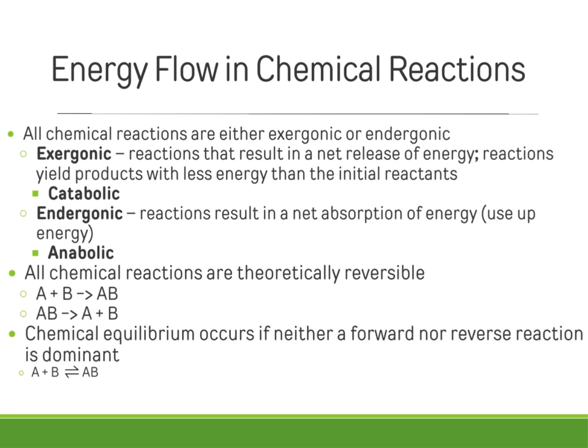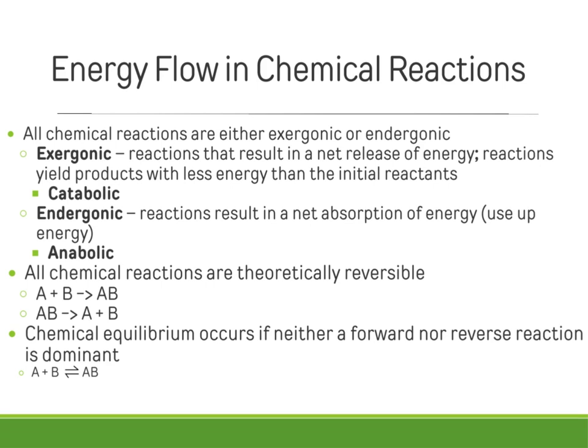So keep in mind that when we're talking about chemical reactions, we have introduced some terminology, like catabolic for degradative or breakdown reactions, and anabolic for building, or creating bonds, types of reactions. We also can use terms like exergonic for reactions that result in a release of energy, or endergonic for reactions that result in an absorption or use of energy. But all chemical reactions, regardless, are theoretically reversible, even though we don't always write them that way. That's because a chemical equilibrium does exist.